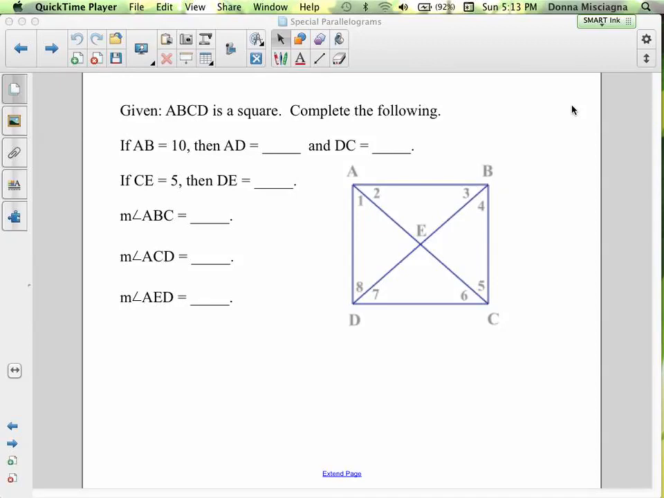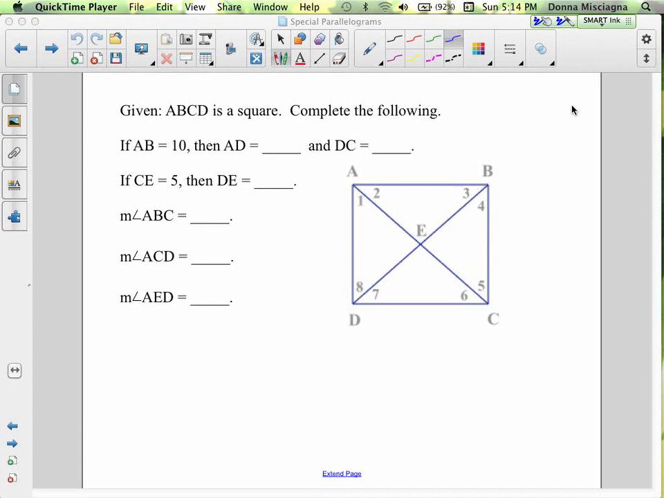Welcome. So now we're going to solve for missing measures, first in squares, and then we'll review all of the different special parallelograms: rectangle, rhombus, and square. All right, so this is in your notes. Let's find some missing measures. Given ABCD is a square, complete the following.